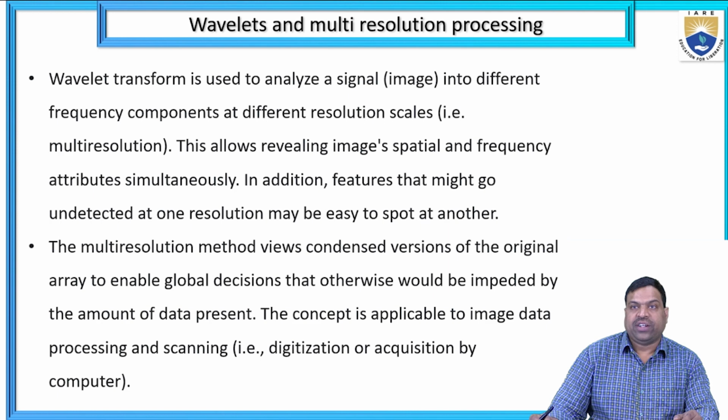So, what is wavelet and what are the relations to multi-resolution processing in image processing and color image processing? We will discuss today. The wavelet transform is used to analyze a signal or image into different frequency components at different resolution scales, that is multi-resolution. This allows revealing an image's spatial and frequency attributes simultaneously. In addition, features that might go undetected at one resolution may be easy to spot at another.